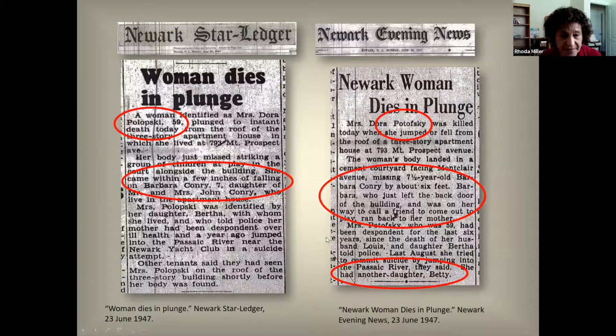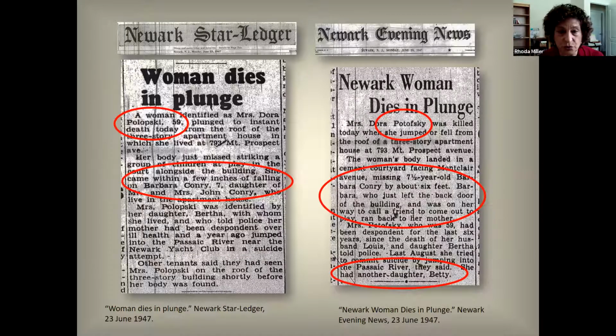Okay, and then this article names the daughter Betty, and Rebecca, the daughter who I've been looking for, started to use the name Betty at one point. So here we have the daughter Bertha, and she has another daughter, Betty. So I knew that by the time of her death in 1947, Rebecca was using the name Betty. So this gave me not only that, there's a lot going on here in these two articles.